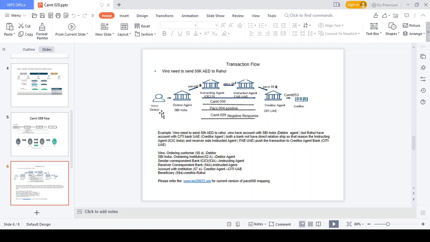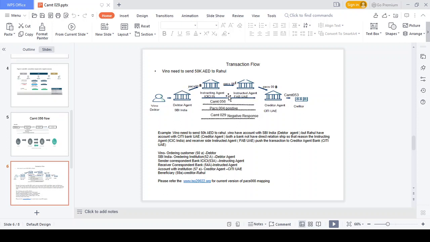In case Vino thinks that he has initiated the transaction twice, or provided wrong information to the beneficiary, and needs to stop the transaction, he approaches the debtor bank SBI and initiates the Camt.055. The debtor bank converts this Camt.055 to Camt.056, and that message is processed through the instructing agent, instructed agent. In case the fund is still with the instructing agent and instructed agent, the fund repay happens immediately. You get the positive response of PACS.004.